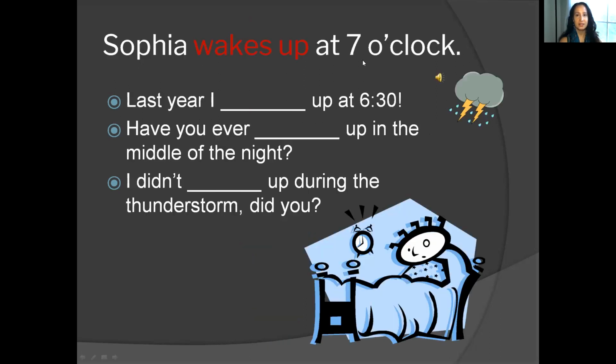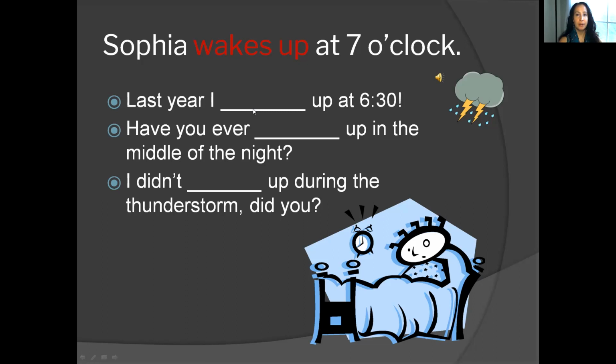Sophia wakes up at 7 o'clock. Okay? You wouldn't say Sophia wakes at 7 o'clock. Now, you can say that, but in the English language, we use this as an expression, wakes up. There are some people that do say Sophia wakes at 7 o'clock, but it's very common American English for us to say wakes up. Okay, you just have to memorize it.